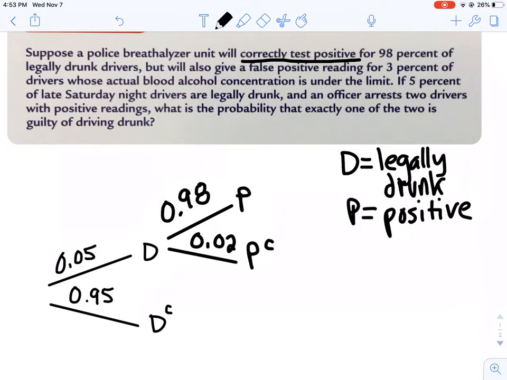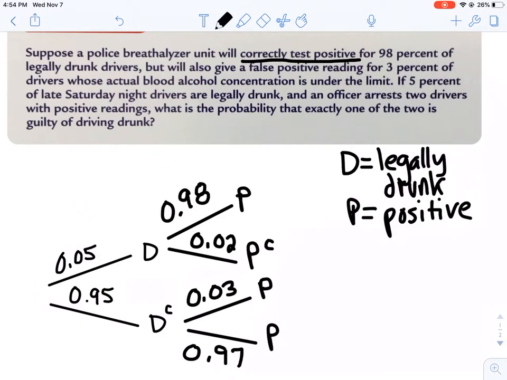Now, for the next set here, it's telling me 3% get a false positive reading if they are not drunk. So I'm going to go with 3%. We'll get that positive reading, which means that 97% will get the opposite of a positive reading. So you see that I already have a nice little tree diagram here.